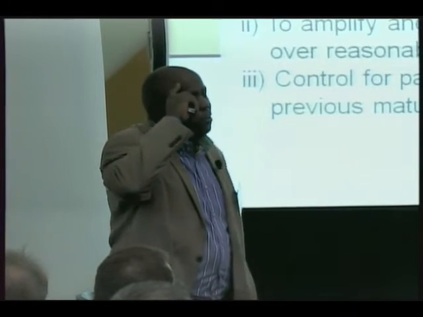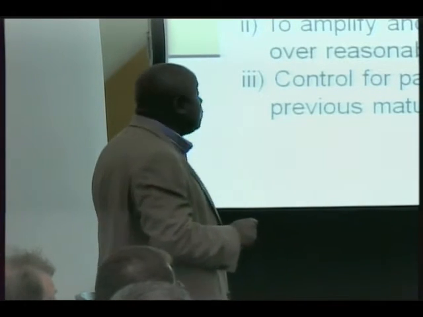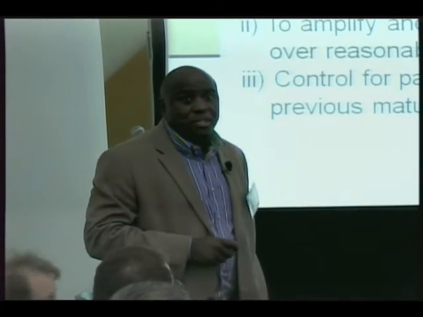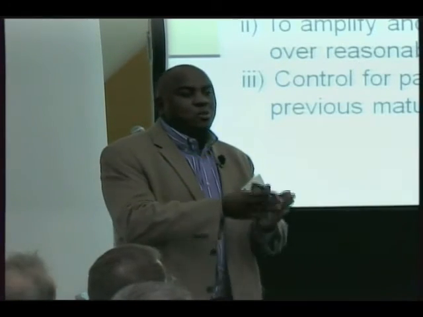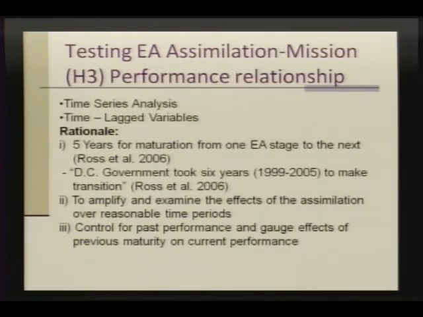So for the relationship between assimilation levels and performance, we use time series. And we used what we call time-lagged variables. A time-lagged variable means we are going to look at 3-year periods, so we are going to split the data into 3-year time frames. And there was a rationale for that.